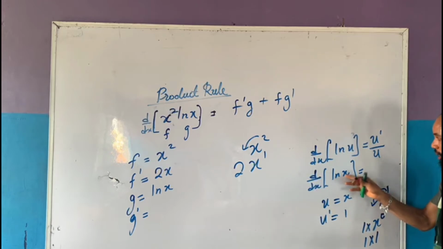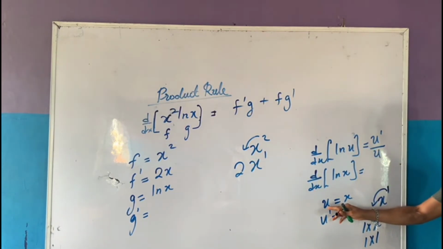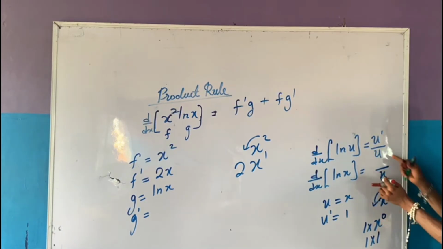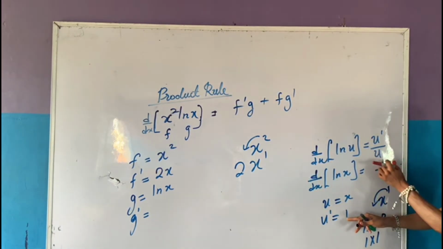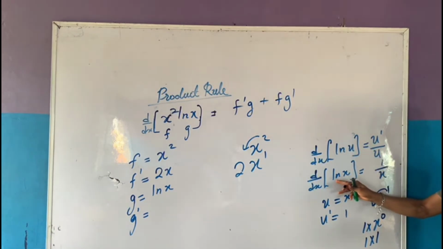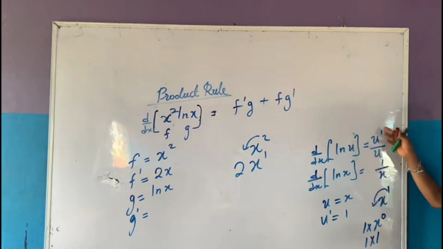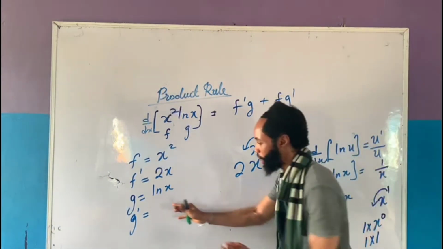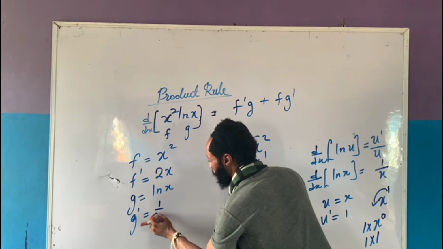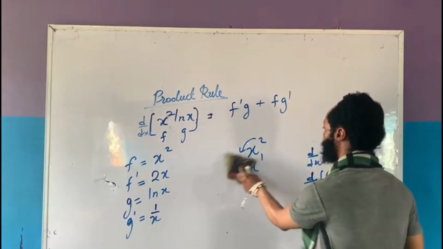Now, ln x. Remember, ln u is u prime over u. If u is x, u prime will be what? 1. That's 1 over x. ln u is u prime over u. Then ln x will be what? 1 over x. Following this same rule, if you differentiate ln x, you get what? 1 over x. Now, we can enter the data in this information here.